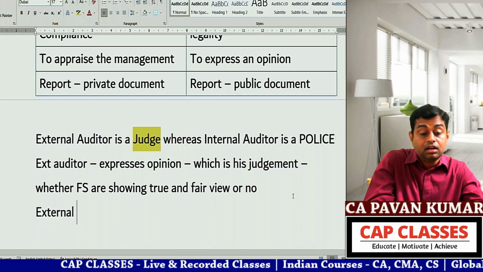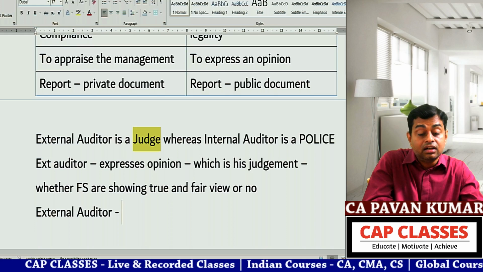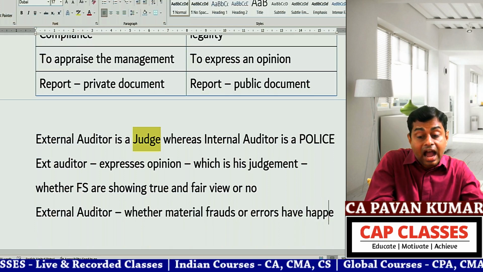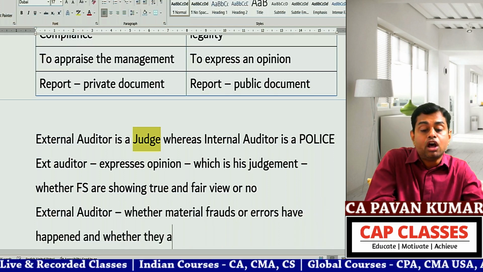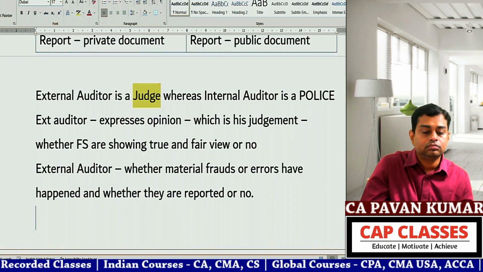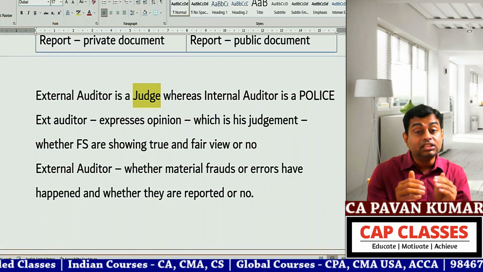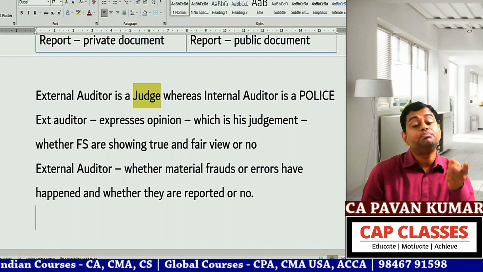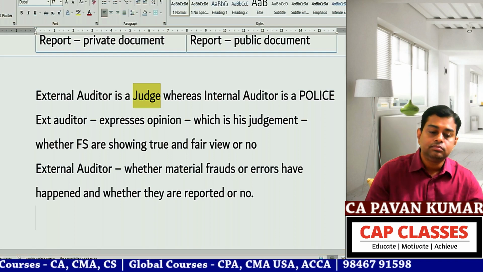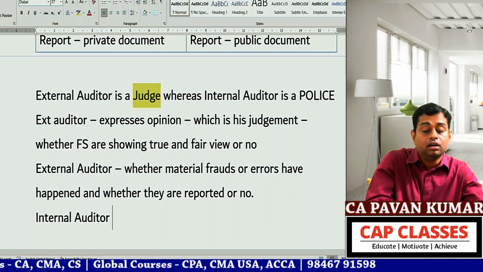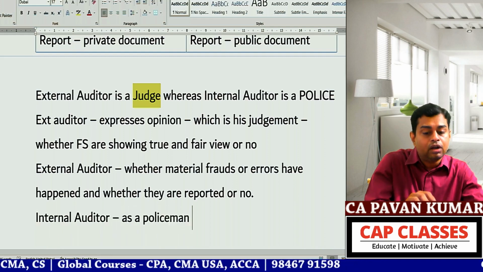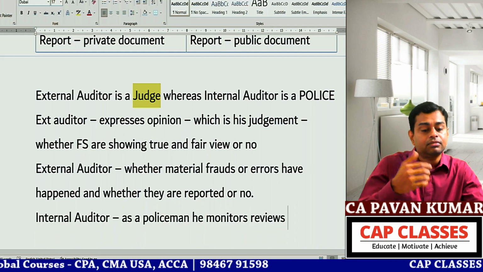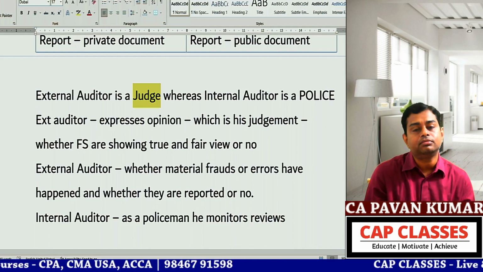So external auditor says whether material frauds or errors have happened and whether they are reported or not. Okay, that means you are putting ointment after your hand is burnt. Internal audit is prevention, not cure. Internal auditor is like a policeman. What does a policeman do? He monitors, reviews traffic.